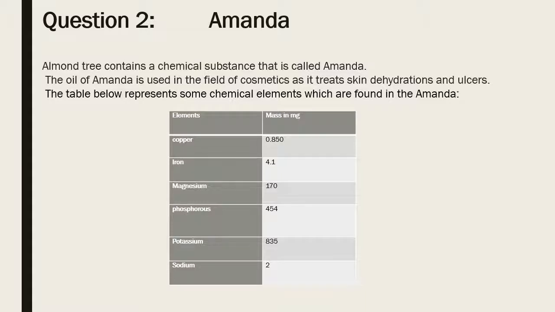Question 2, Amanda. The almond tree contains a chemical substance that is called amanda. The oil of amanda is used in the field of cosmetics as it treats skin dehydration and ulcers. The table below represents some chemical elements which are found in the amanda. So we've got copper, iron, magnesium, phosphorus, potassium, and sodium.